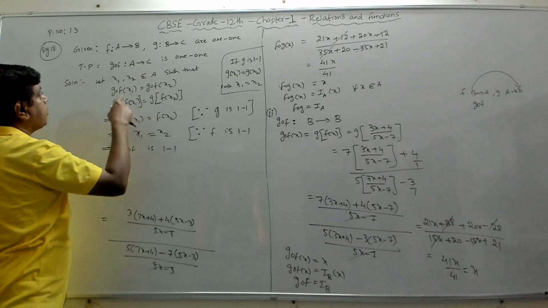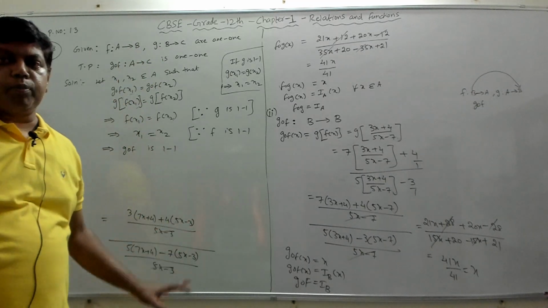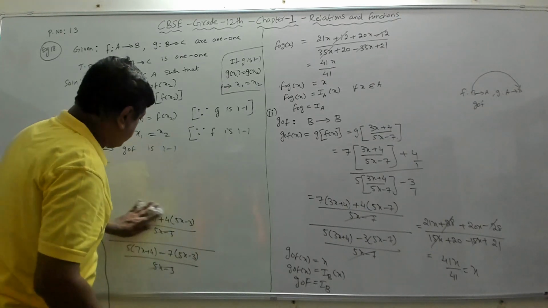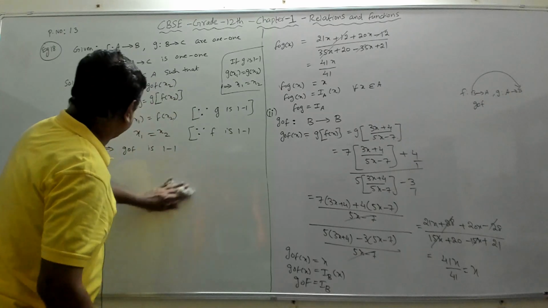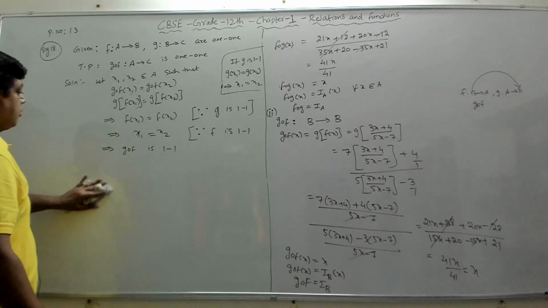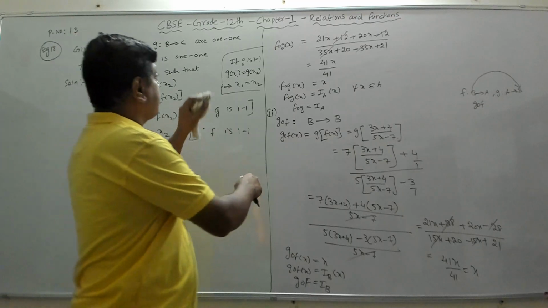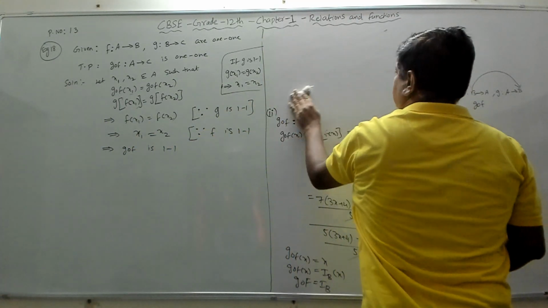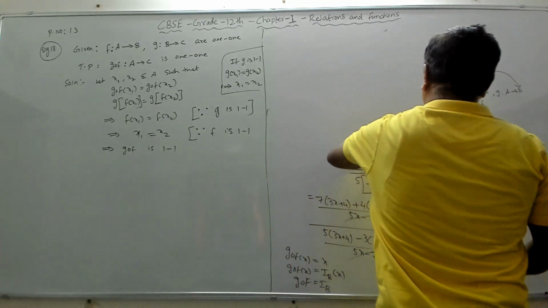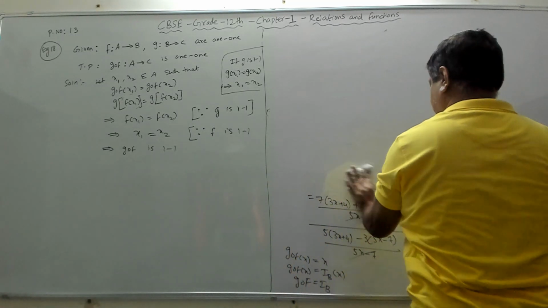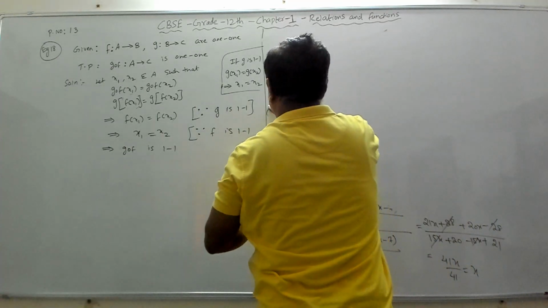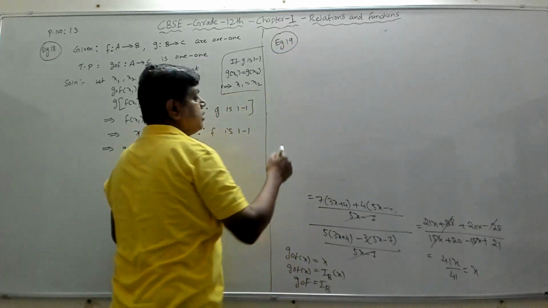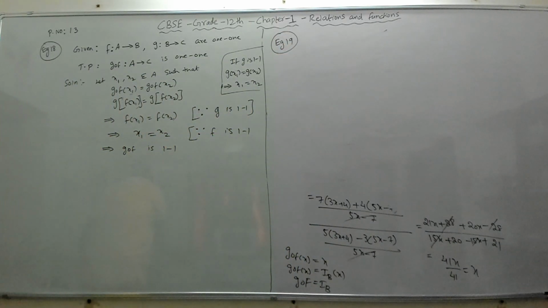Whenever f and g are 1 to 1, we have proved g of f is 1 to 1. That's a proof. Clear? Now let's go to the next problem. I will erase this one and I'll write that here. So we have our example 19. EG 19 means example 19 in page number 13.